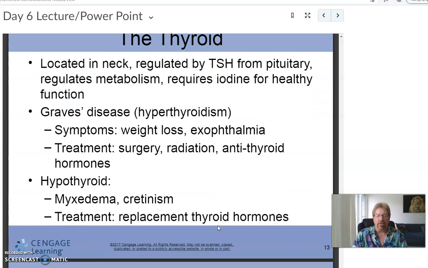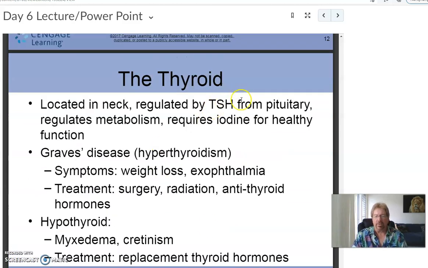The thyroid gland, located in the neck, is regulated by thyroid-stimulating hormone from the pituitary, regulates metabolism, and requires iodine. Where do we get iodine? From the diet, but they supplement table salt with iodine. And just from salting our food with that iodized salt is enough to meet the small but critical demand for iodine.